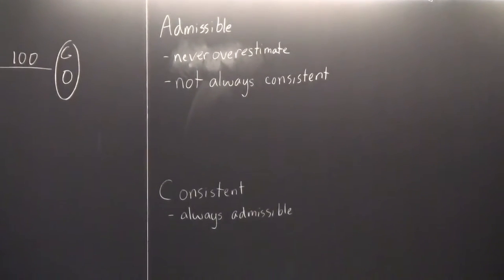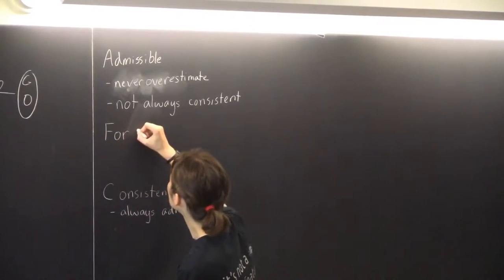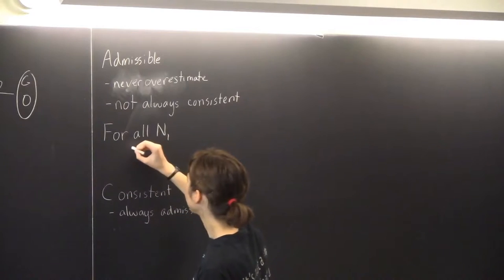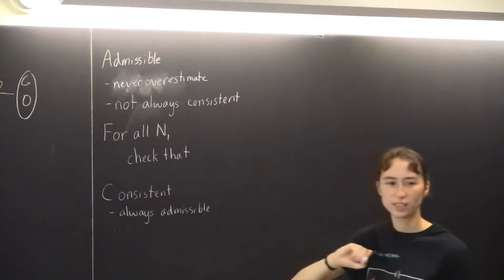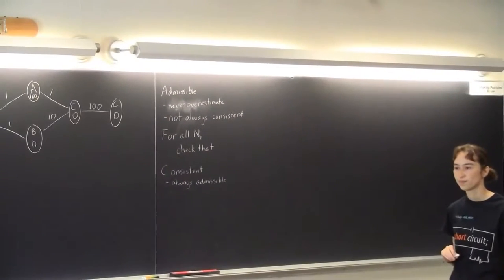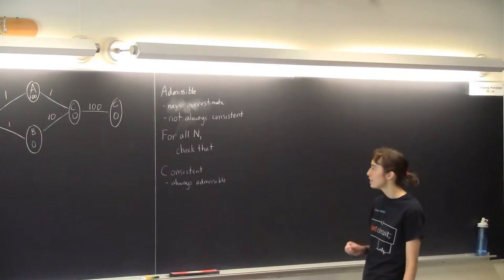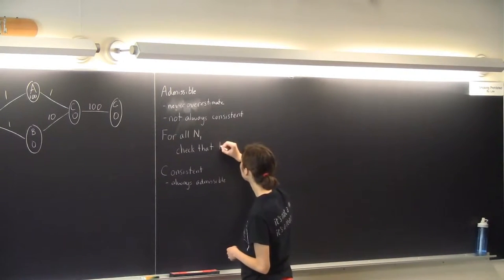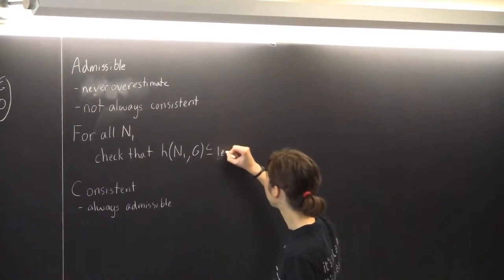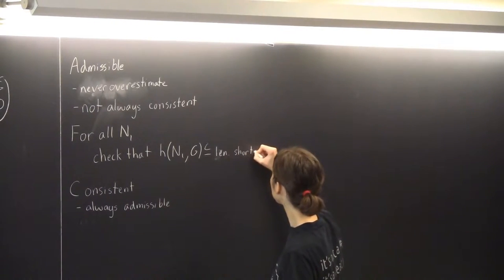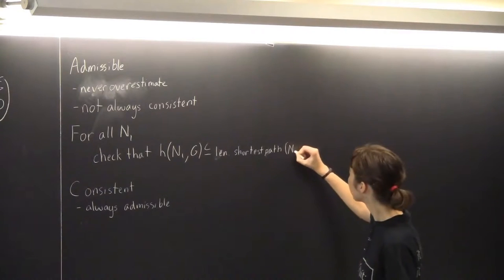If we look at this a little more technically, to figure out whether a heuristic is admissible, we would look at all of the nodes. So for all nodes n1, we want to check that some condition holds. What is the condition? Something with the shortest path. Yeah, the heuristic is always less than or equal to the shortest path to the goal. So we could say the heuristic from node n1 to the goal is always less than or equal to the length of the shortest path from n1 to the goal.